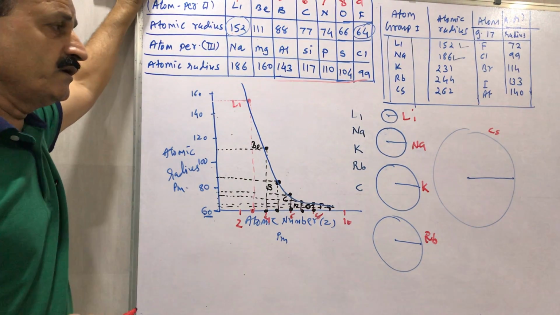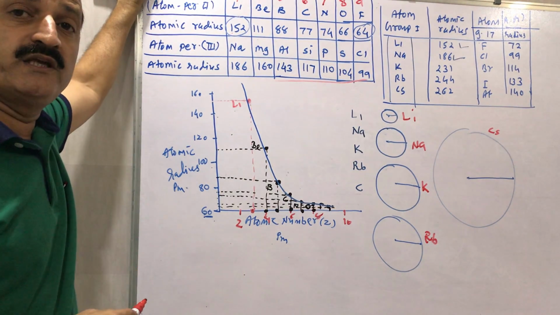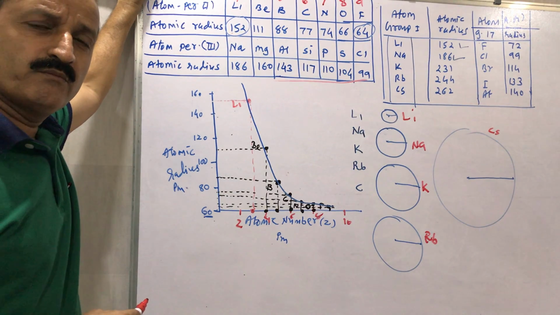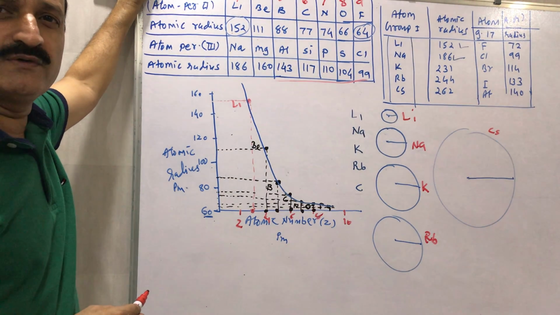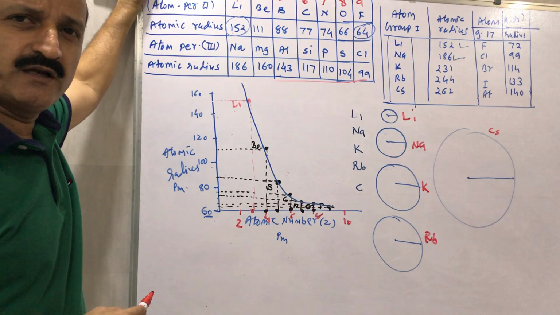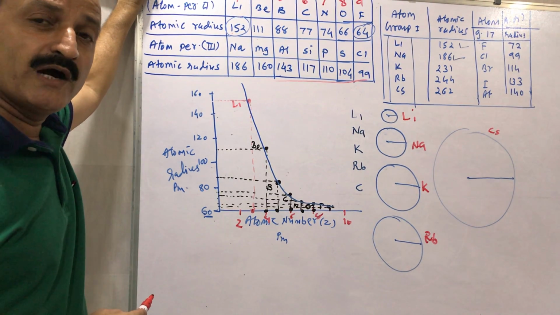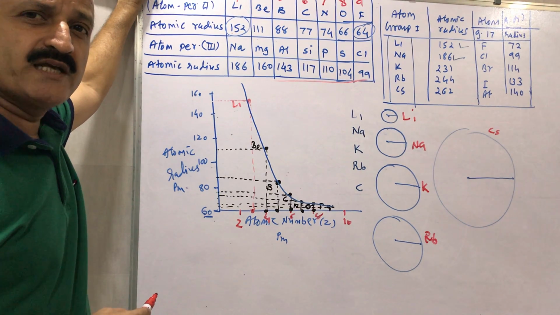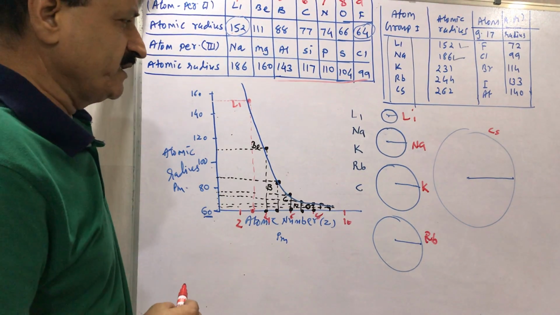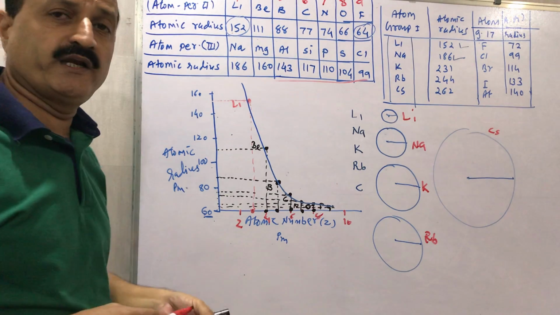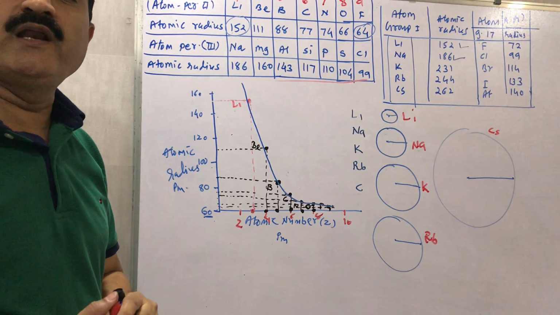So you can draw the graph yourself. It is given in your textbook, but you must draw this graph by yourself and try to understand that as we go down the group, size increases. If size increases, then atomic radius will increase.